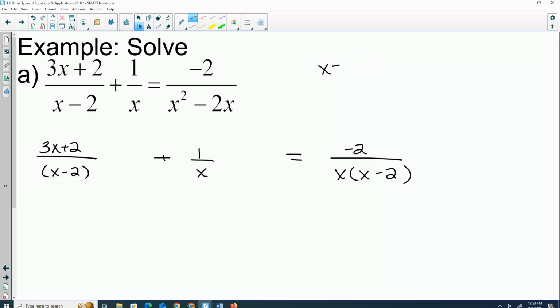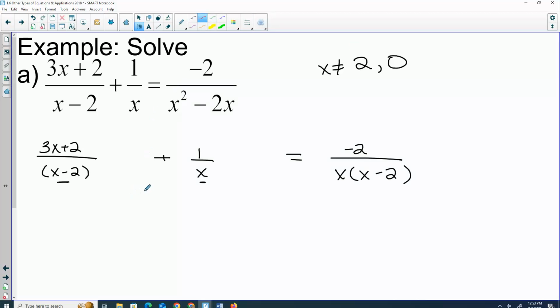Can you tell me right now, what can x not equal? 2. Anything else? 0. I can't have a 2 because that makes x minus 2 0. I can't have a 0 because this is the denominator of x. Okay, so we can have multiple answers that x can't equal.